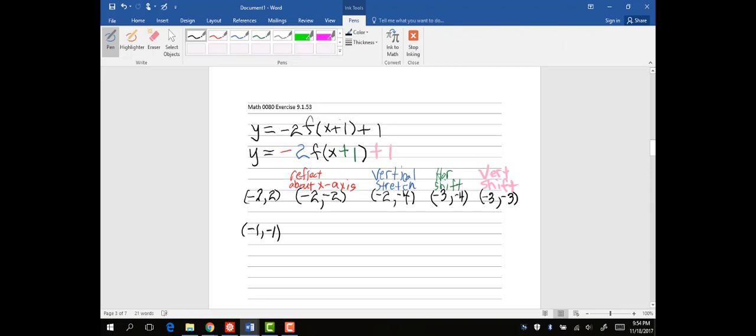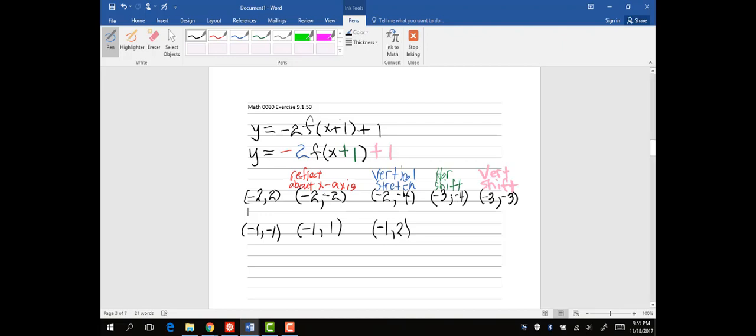So when I reflect about the x-axis, I multiply the y coordinate by -1. So that becomes the point (-1, 1) when all I do is reflect it about the x-axis. Now I want to do the vertical stretch. So the y value is multiplied by 2, which is this blue 2 up here. So this becomes the point (-1, 2) when I do both the reflection and the vertical stretch.